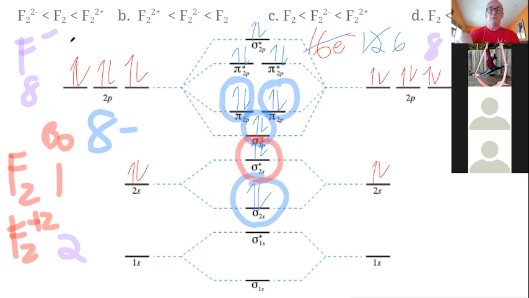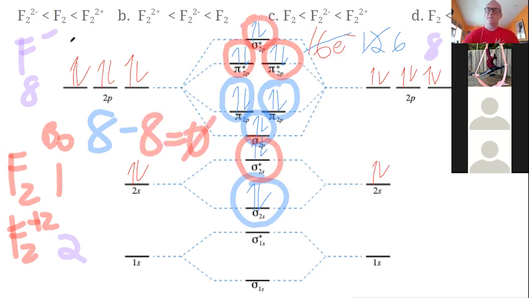So what's my bond order? 0. Meaning it does not form. So when I have a bond order of 0, that means no bonding. So F2 minus 2 has a bond order of none. Which one has the strongest bond?